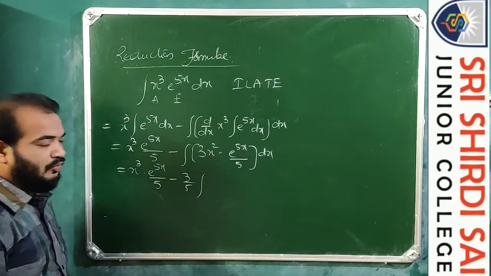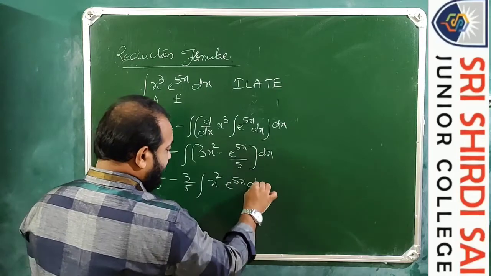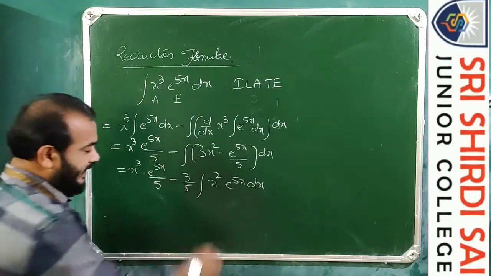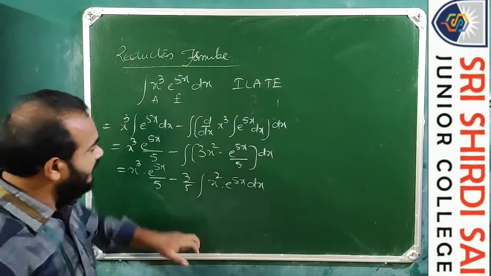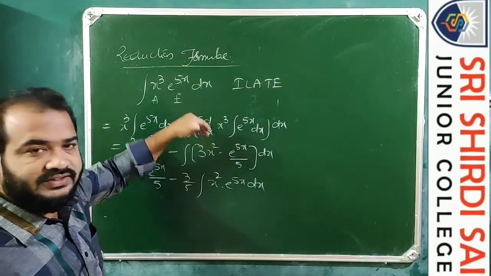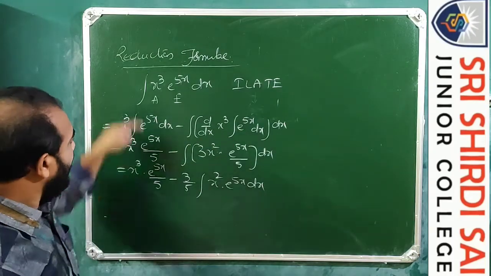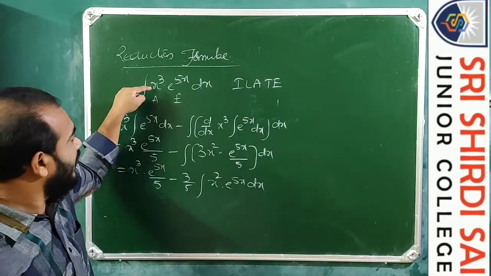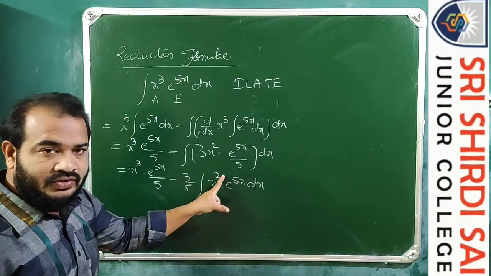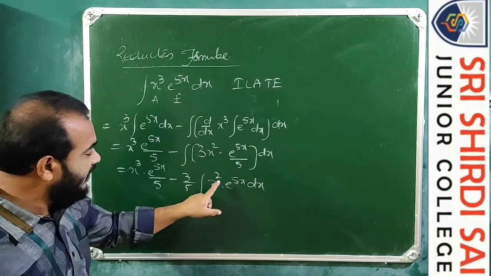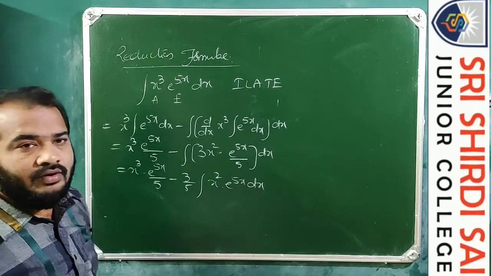3 by 5 is a constant. Let us separate it from the process of integration: x square into e power 5x dx. Again, this is the product of two functions. So again, the process of by parts is used for the second time. But if you see, x to the power of 3 has been reduced to x to the power of 2. So actually this is getting reduced, hence the name reduction formula.